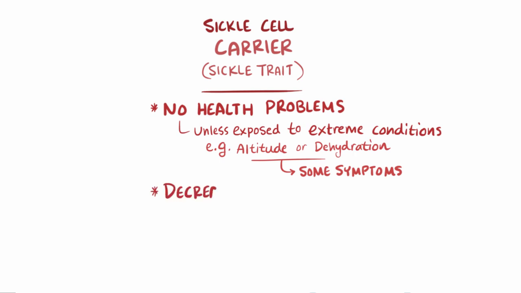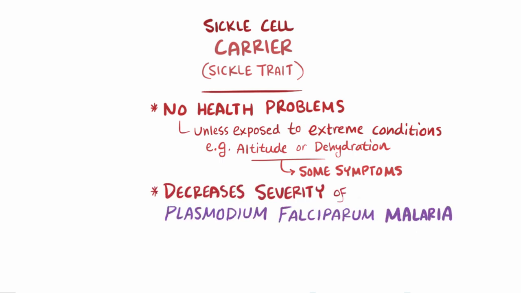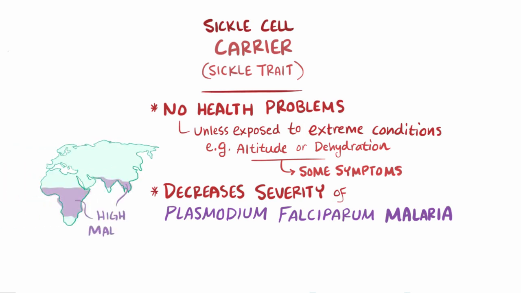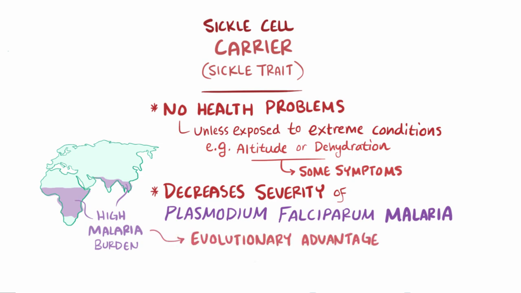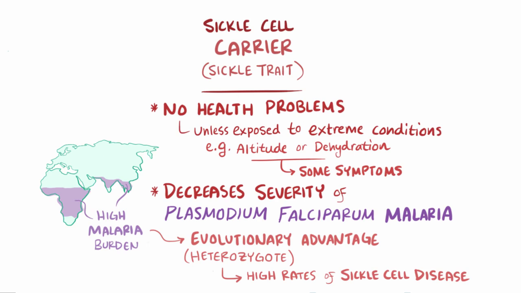What it does do is decrease the severity of infection by Plasmodium falciparum malaria. So, in parts of the world with a high malaria burden, like Africa and pockets of southern Asia, those with sickle trait actually have an evolutionary advantage. This phenomenon is called heterozygote advantage, and its unfortunate consequence is a high rate of sickle cell disease in people from those parts of the world.